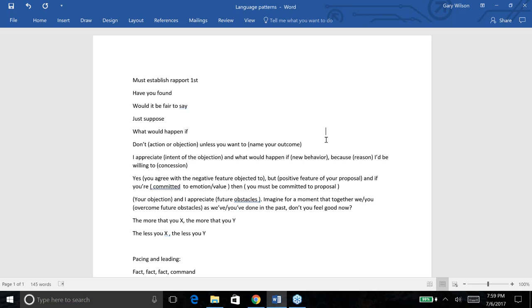What you're doing is acknowledging their potential action or objection, but tying it back to your desired outcome. I know it's quirky, but for some reason it works. Again, the example for real estate would be: don't think about this too long unless you really want to acquire a duplex that allows you to gain financial freedom. So in any case, that's the pattern.